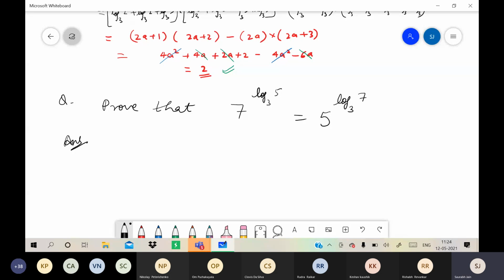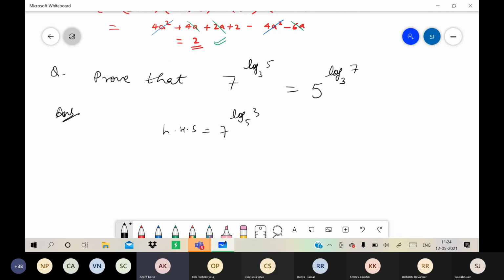So first I take LHS equal to 7, then use base changing theorem, and it will be 7 to the power of log 5 to the base 7 upon log 3 to the base 7. Yeah, great.